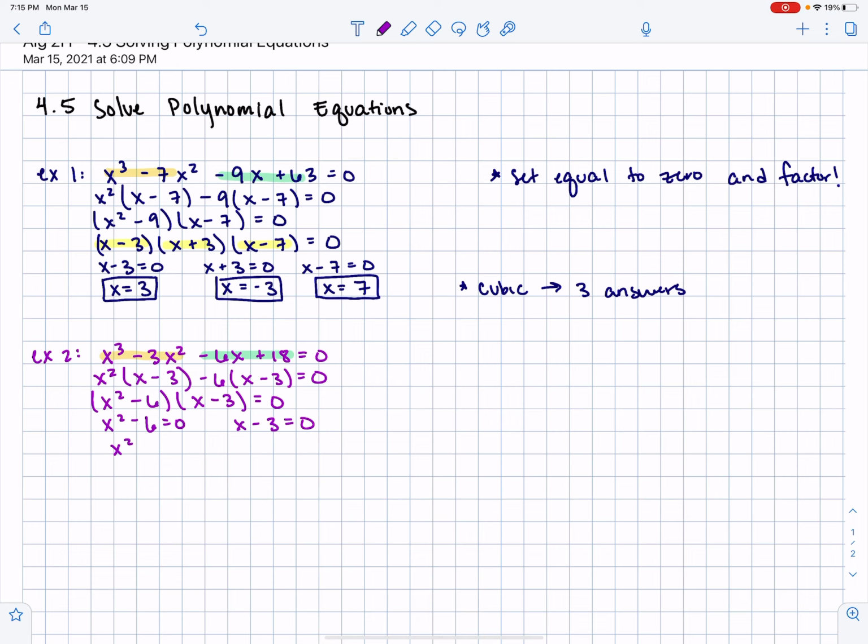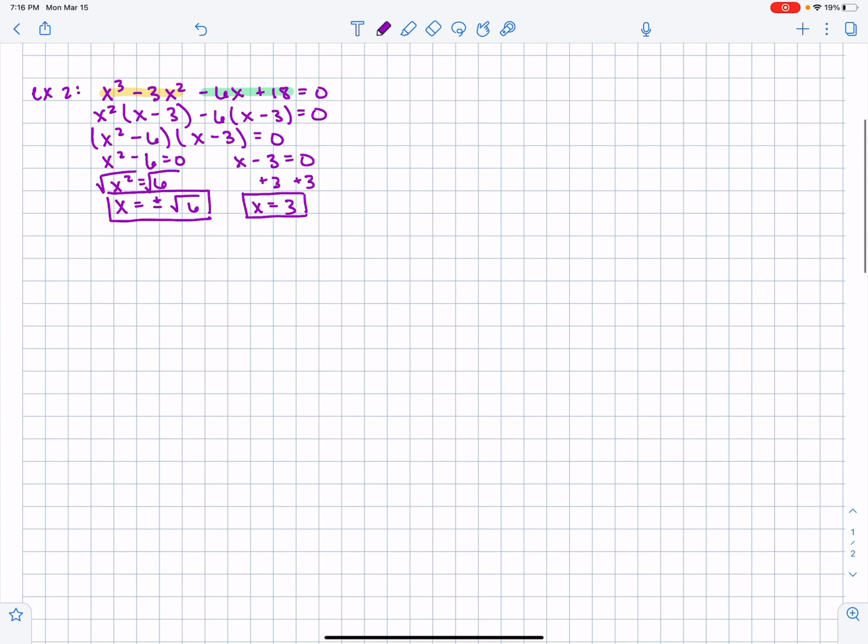Solving this by adding 6 to both sides and taking the square root, we're left with x is equal to plus or minus square root of 6. And you, of course, would add 3 to both sides for x is equal to 3. And again, we have 3 answers: x is equal to positive square root of 6, x is equal to negative square root of 6, and x is equal to 3. All right, so of course we can factor, and you guys are factoring geniuses, especially after today.